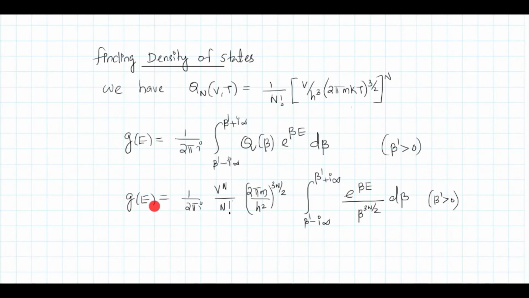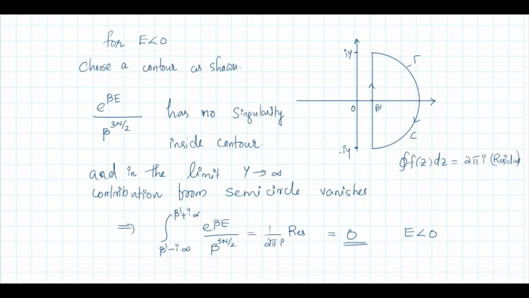Now this g of E is equal to 1 by 2 pi i. Substitute for Q of beta and take the constants outside: B raised to n by n factorial, 2 pi m raised to 3n by 2 by h squared raised to 3n by 2, times the integral from beta prime minus i infinity to beta prime plus i infinity of e raised to beta E, and this kT is nothing but 1 by beta, so 1 by beta raised to 3n by 2. For doing this, we can use the contour integration method, and we will split into two different cases.